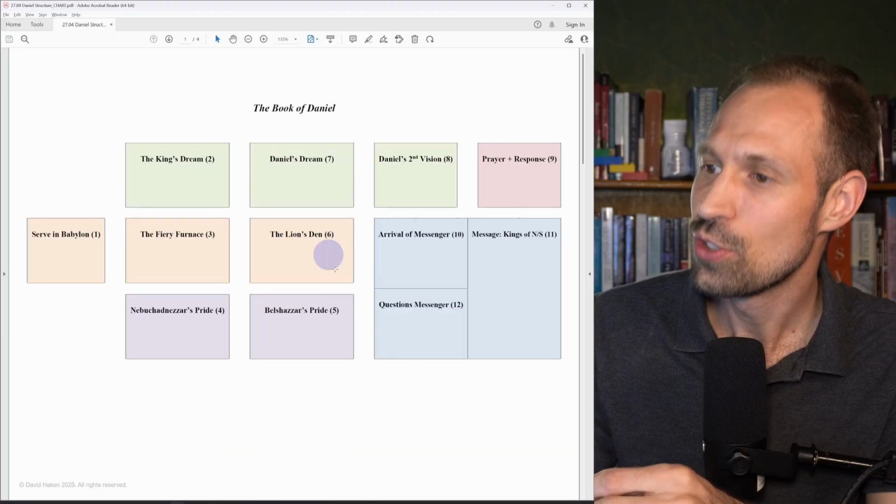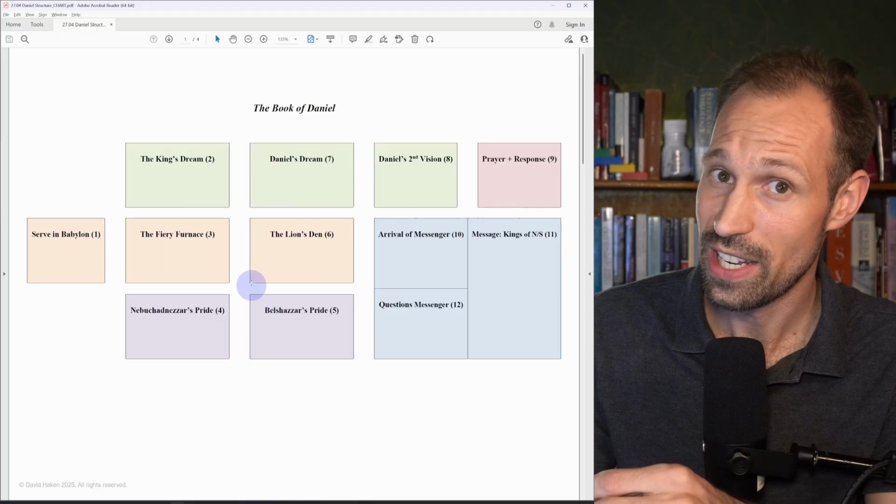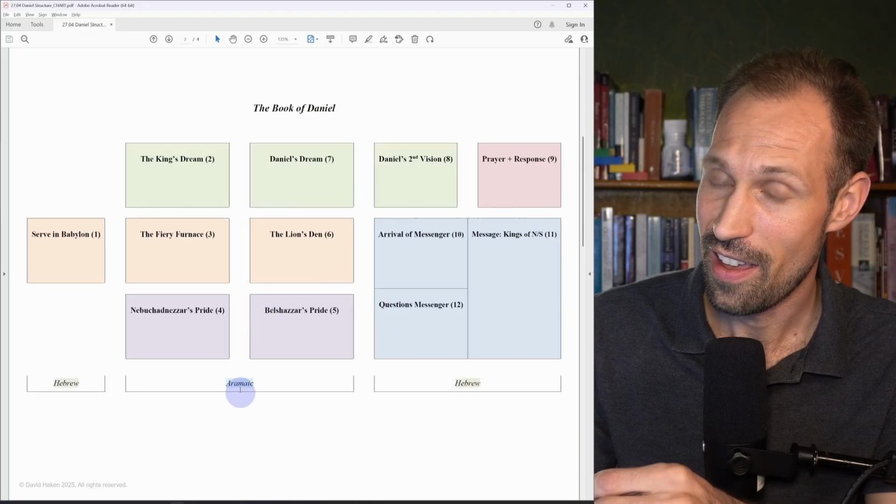But there's another layer to the structure of this book. Now, what language is the Old Testament written in? Hebrew. Yes, you're 99% correct, except for a couple chapters in Ezra, some diplomatic letters, and Daniel 2 through 7, which are written in Aramaic.